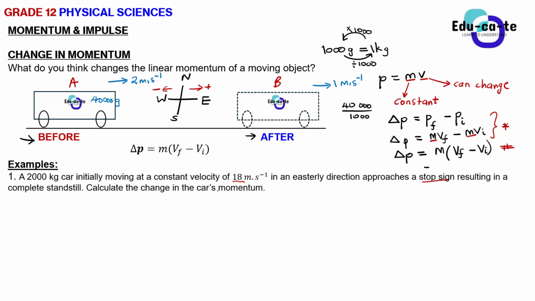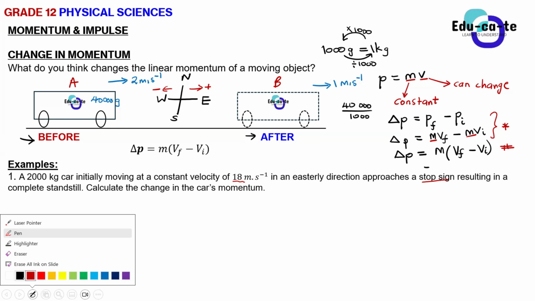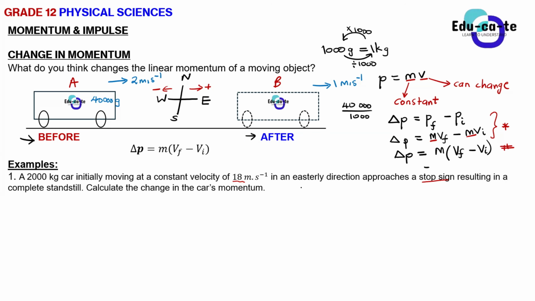Let's collect the information that we know. Do we know the mass of the car? Yes, so this is 2,000 kilograms. Do I need to convert it? No, not at all, because it's in standard units, right? What else do we know about the car?